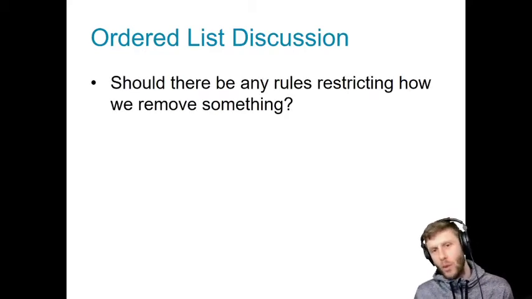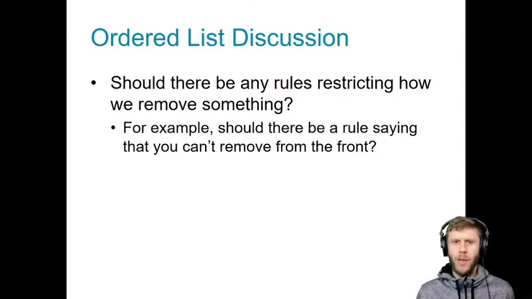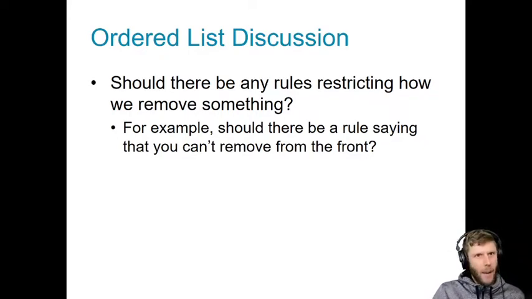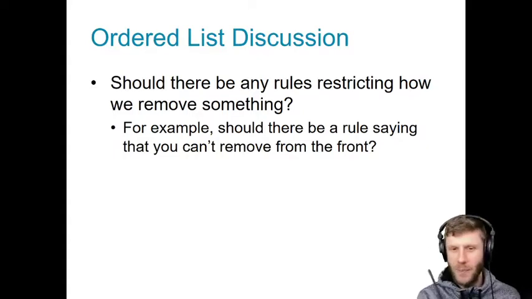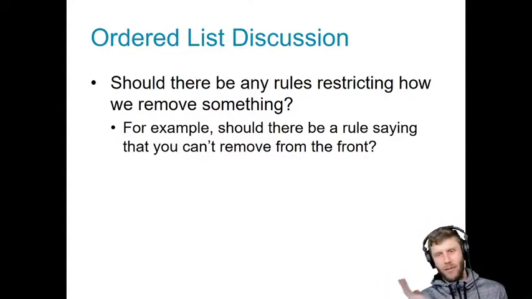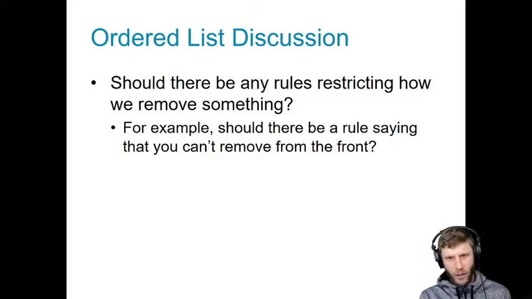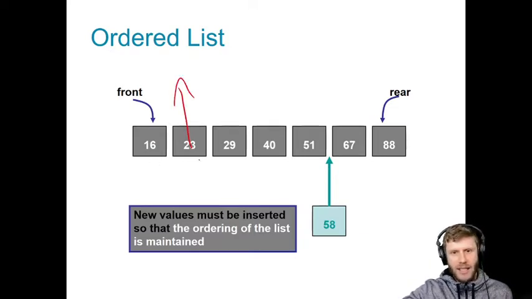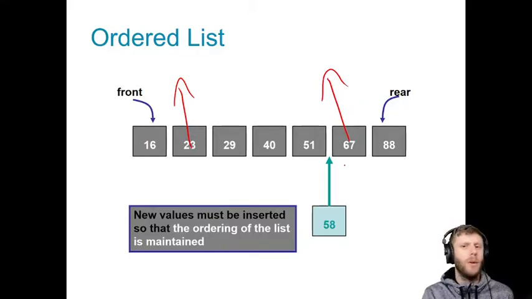So should there be any rules on how we remove anything from this list? Should there be a rule saying that you can't remove from the front? Well, that doesn't really make sense. Why? If we're removing something from an ordered list, all that matters is that the order is preserved. And if everything is in order, I don't think I can remove anything from that list that will break the ordering. Like if I took 23 out, it's still in order. If I took 67 out, it's still in order. So removing doesn't really matter so much.